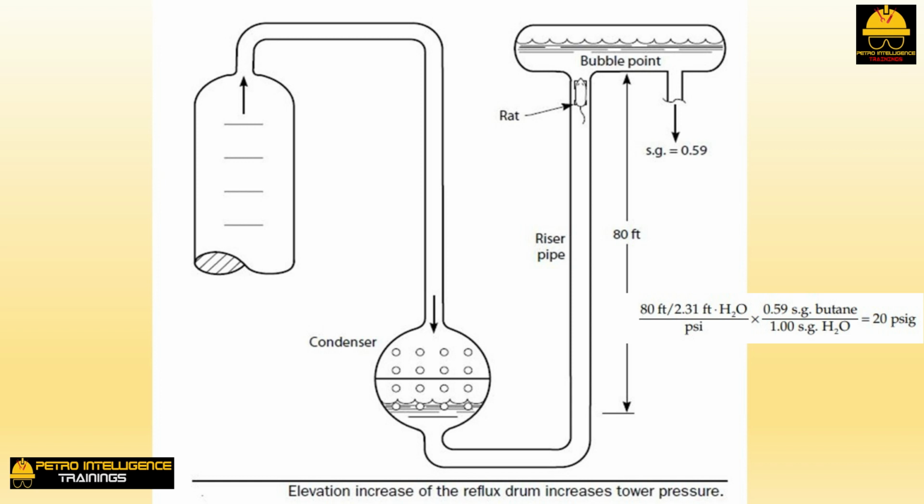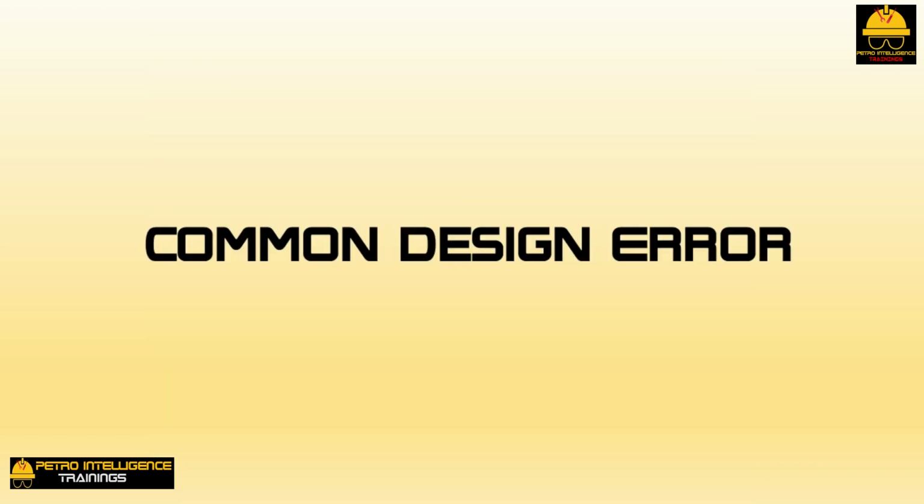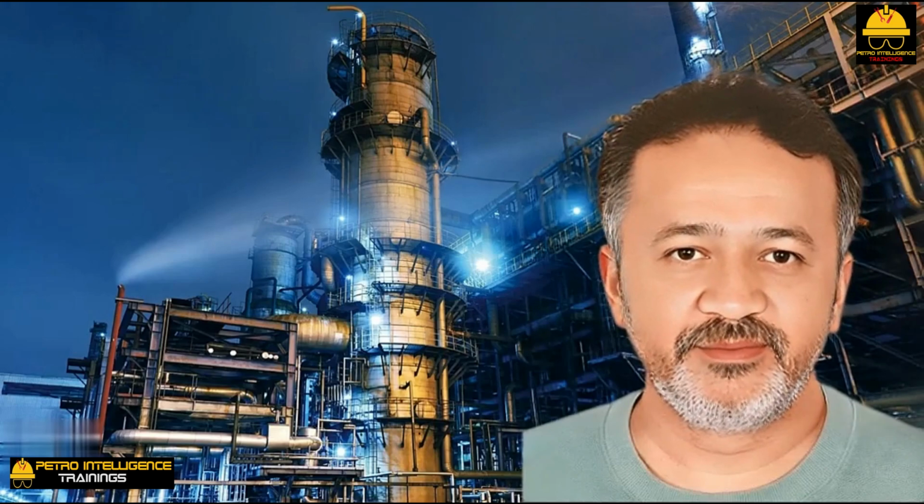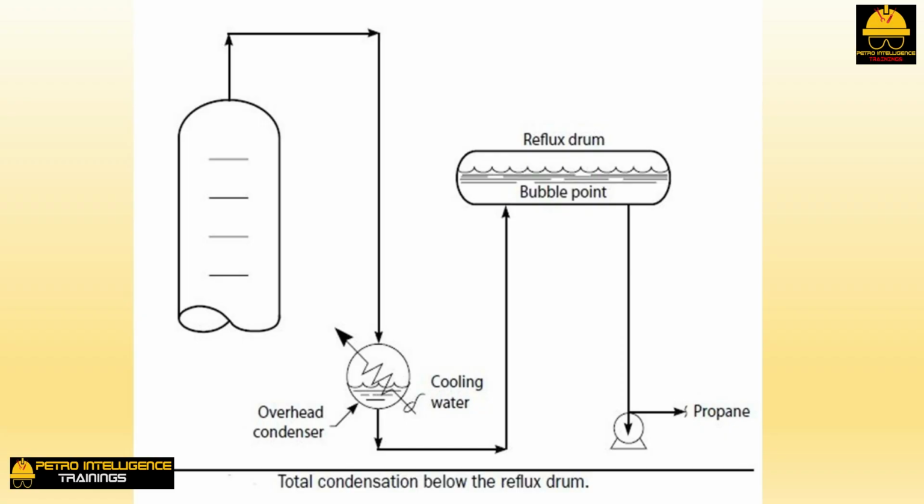80 feet divided by 2.31 feet of H2O per psi, times 0.59 specific gravity butane divided by 1.00 specific gravity H2O, equals 20 psig. This elevation head loss of 20 psig had the same effect on the condenser and on the tower's pressure as did the rat or the project engineer's frictional loss. Common design error. Please refer back to the picture.